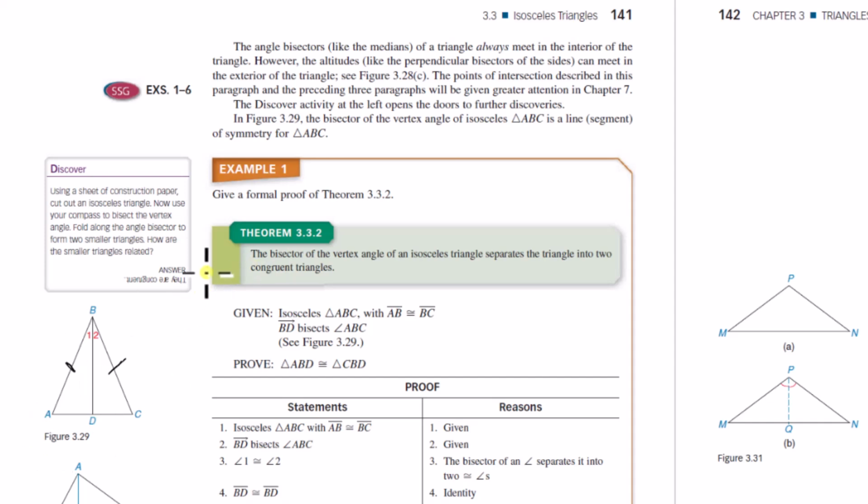So to think about this, we can look at this theorem here, which says that the bisector of the vertex angle of an isosceles triangle separates the triangle into two congruent triangles. Well, yeah, in that case, if this theorem is true, then the fact that this is a line of symmetry makes sense, because it's saying that the angle bisector coming from the vertex angle of an isosceles triangle separates the triangle into two congruent triangles.